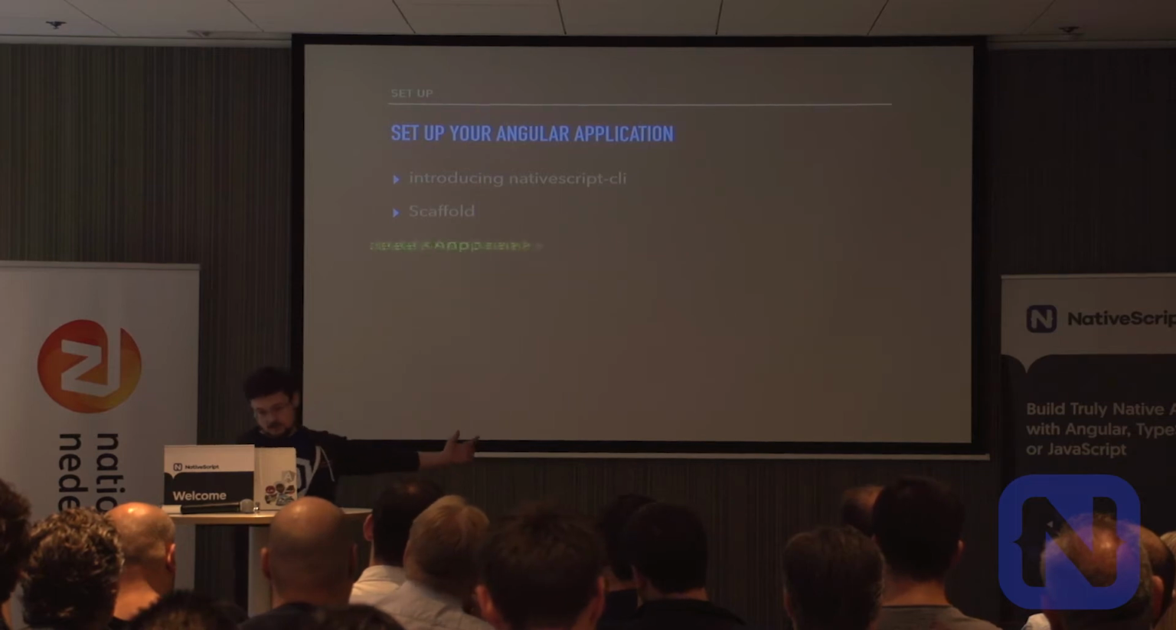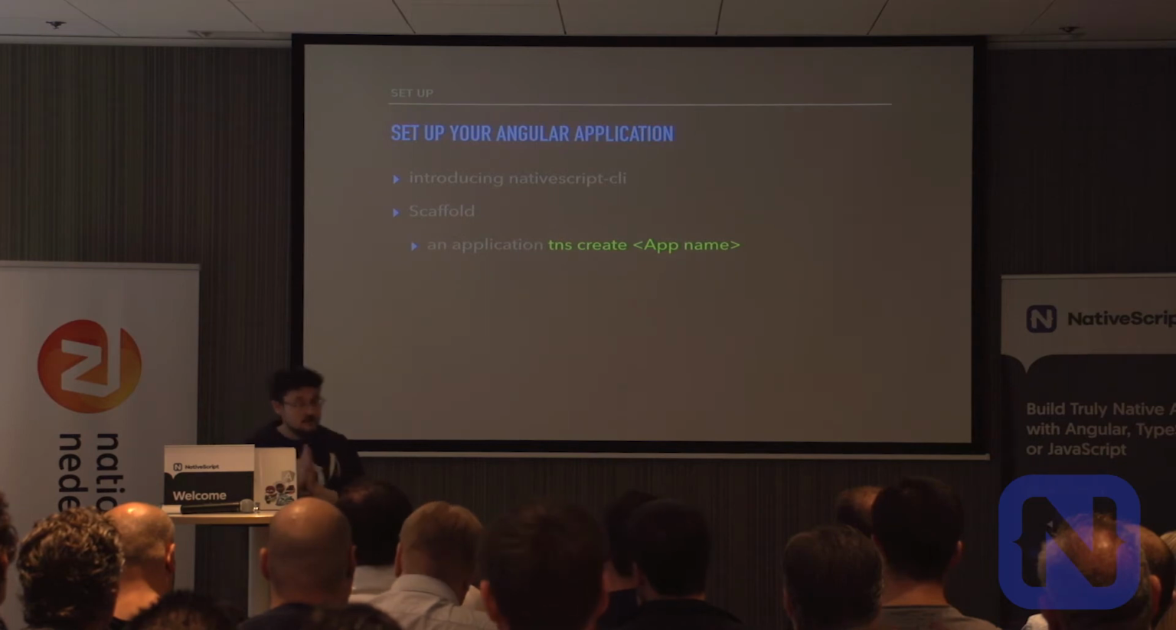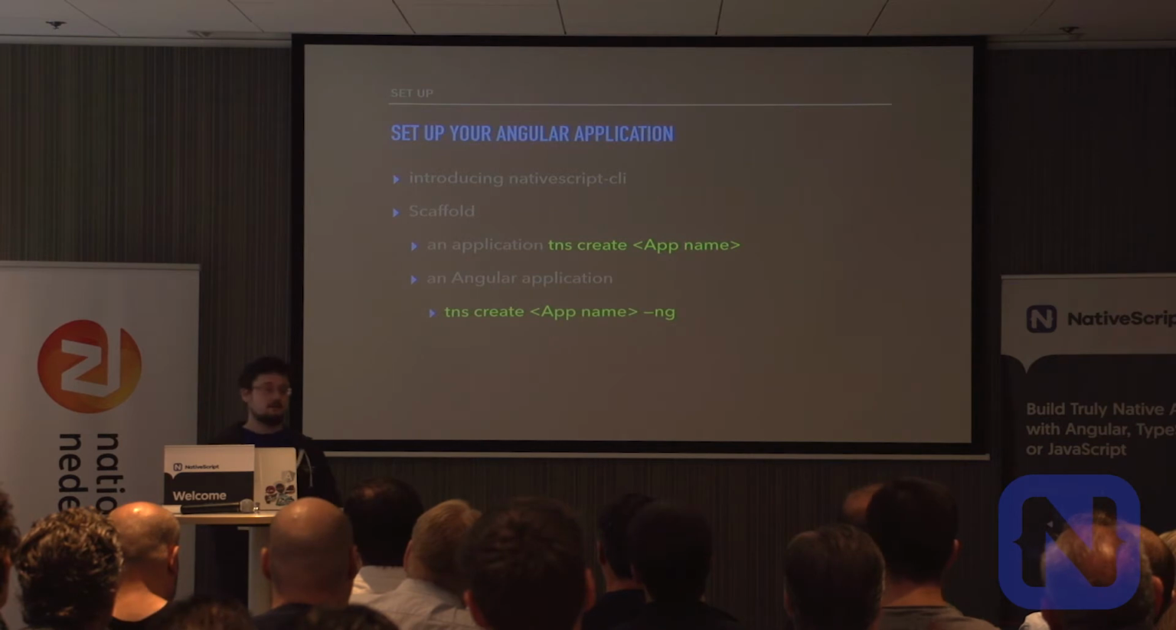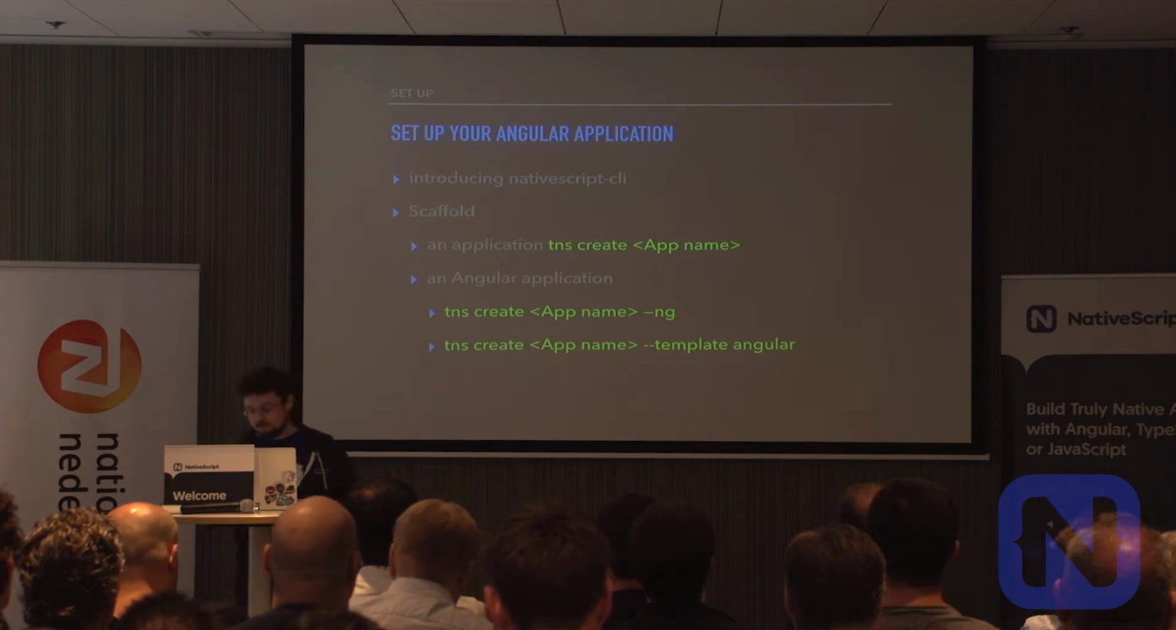So, with setup, what do you need to know about setup? Well, you got the NativeScript CLI, right? This is our command line tool that's going to make our life so much easier. With it, we can scaffold projects. We can use the TNS create. That will create a NativeScript project, but it will not be Angular. And today's topic is Angular, right? So to be able to create an Angular application, we actually need to use a flag, the ng flag. Or we can use the template with Angular. That would accomplish the very same thing.